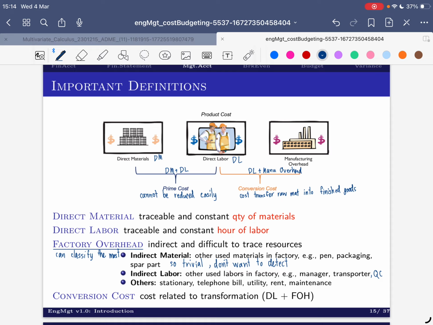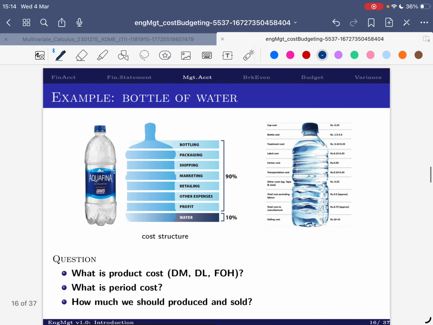And of course, when you classify this, any company can do whatever you like. A strange thing about managerial accounting is that the concept is very simple, but when you do it, it depends totally on the situation. If you want to be more detailed, it takes a lot of effort. Through the example, you will see that. And to motivate you, let's look at the water that you have.